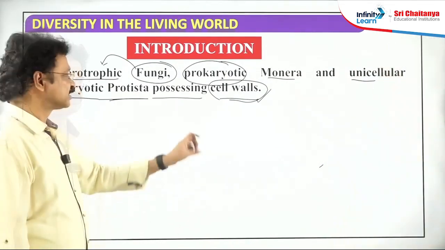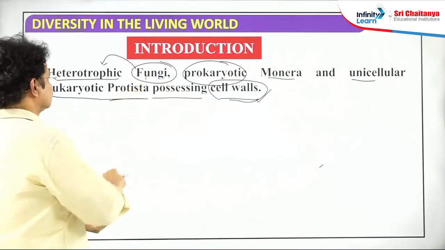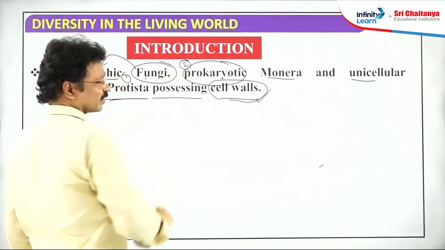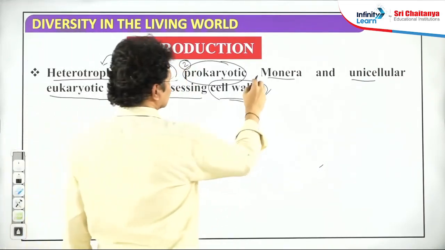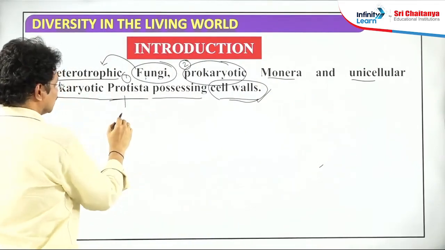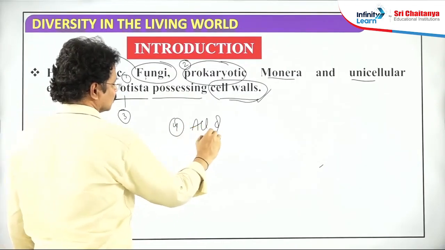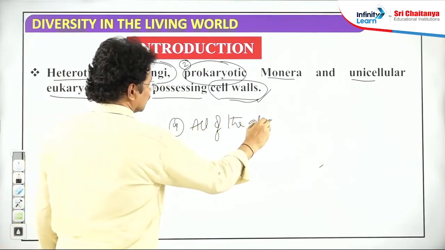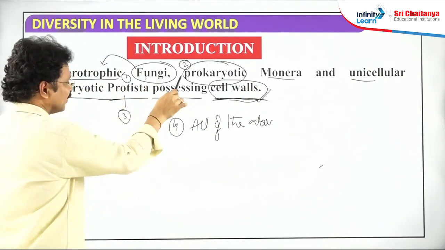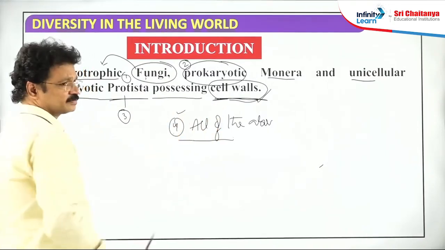Cell wall is present in all the members of the fungi. That is the first option. Second option, majority of the prokaryotes. Third option, some of the Protista. Fourth option, all of the above. The question is, cell wall is found in. As per the given examples, you have to choose the most prominent answer, which is the fourth option.